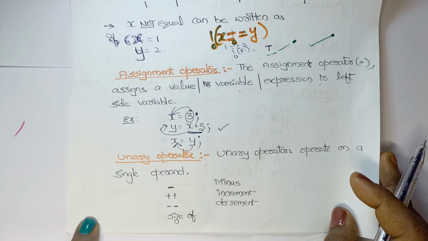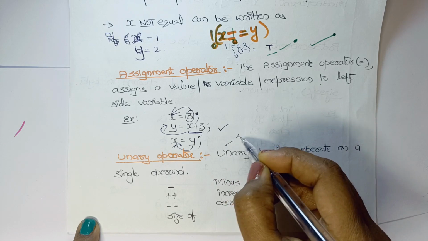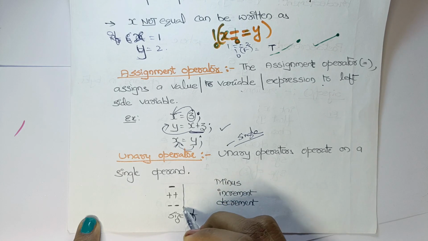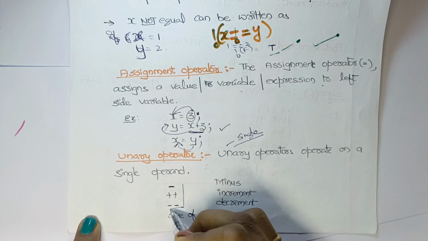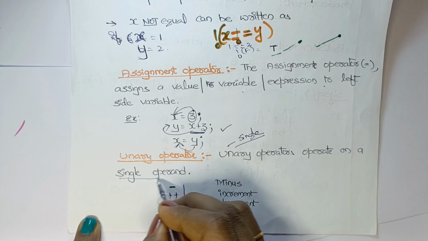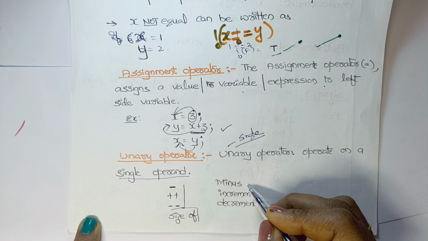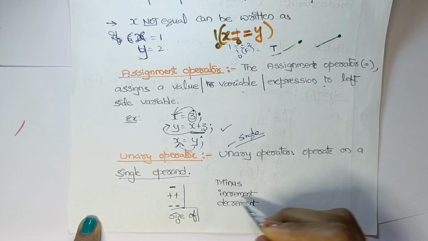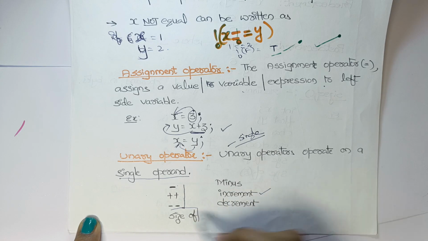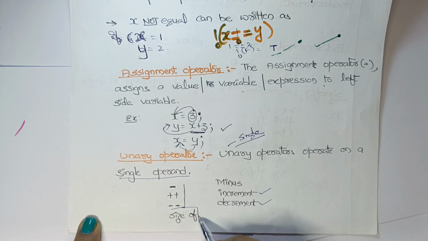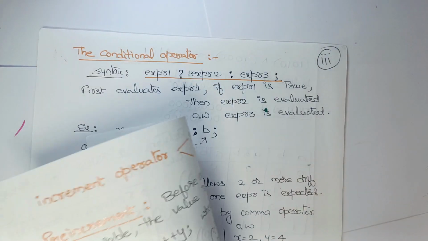Next one, unary operators. What do you mean by unary? Single. So these operators can be applied on a single operand only. This you need to remember: unary operators operate on a single operand. What are the unary operators? Minus, plus plus, which you can call the increment operator, minus minus, which you can call the decrement operator, and sizeof is also one of the unary operators. We will see them one by one.